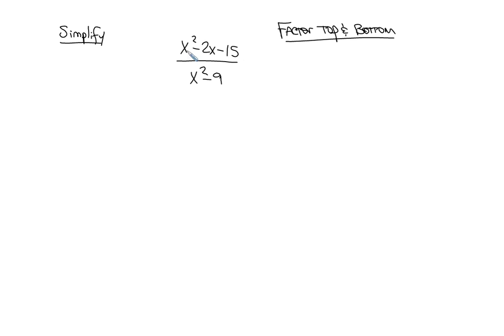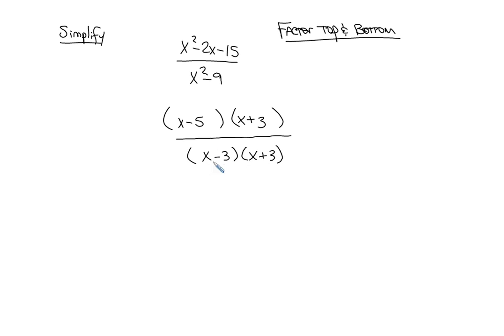So, what does the top factor into? x minus 5, x plus 3. Don't forget to check it. Oops, sorry. That's x squared, minus 5x plus 3x is minus 2x. There's our minus 15. What does the denominator factor into? Difference of squares, right? Don't forget to check it. x squared minus 3x plus 3x is 0x, so there's no middle term. Minus 9. It works.